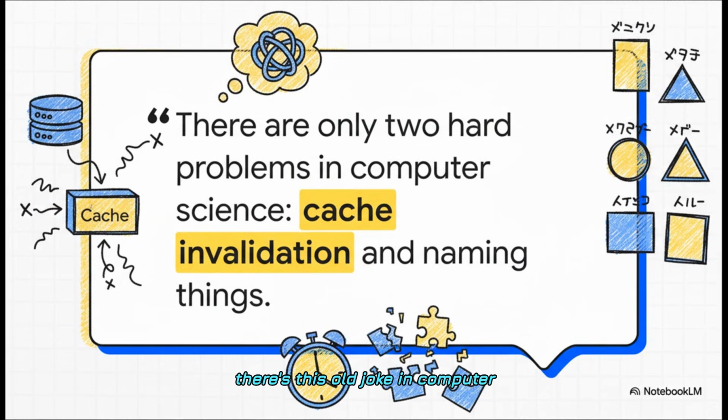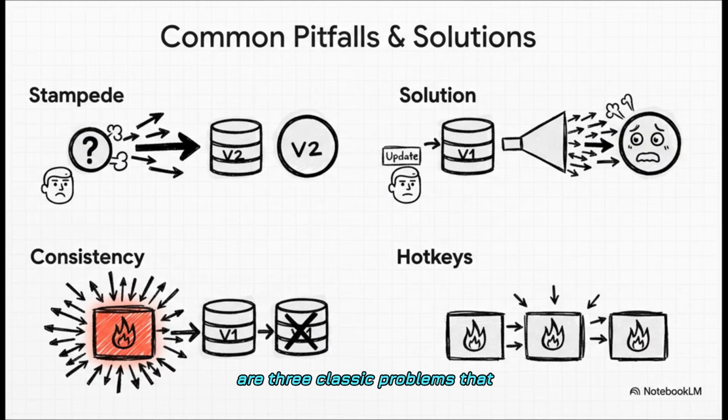There's this old joke in computer science, and it's funny because it's true. The two hardest problems are naming things and cache invalidation. And while a cache is fantastic for solving your speed problem, it introduces this other really tricky challenge. Here are 3 classic problems that interviewers love to ask about. First, the cache stampede. Imagine a super popular item expires from the cache. Suddenly, hundreds of requests all miss the cache at the same time and slam your database. Not good. You can fix this by having only one request go to the database while the others wait.